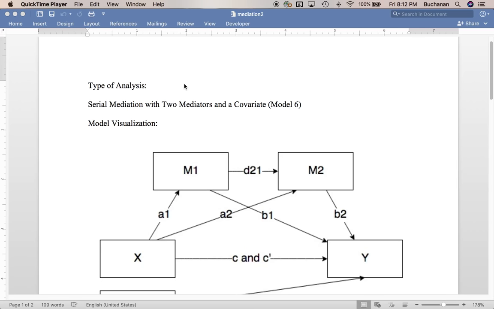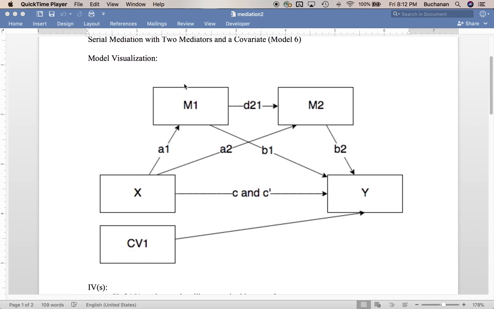Hey everybody, this is the next video in our series on mediation and moderation. Specifically today, we're going to focus on serial mediation, meaning X to M1 to M2 to Y, with only two mediators, and adding a covariate. So this is Model 6 using SPSS's PROCESS, version 3.